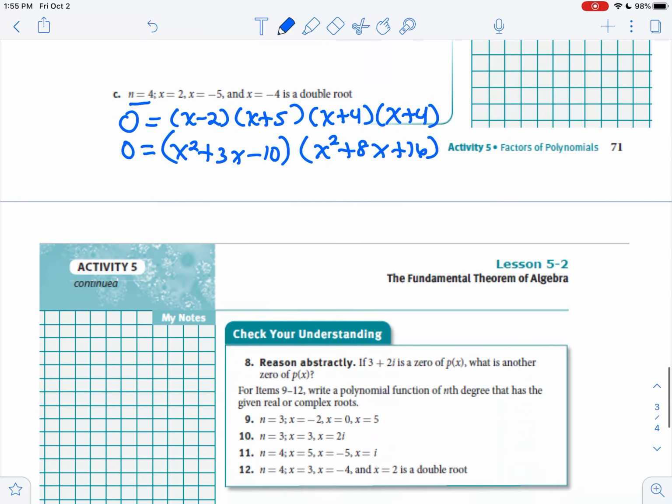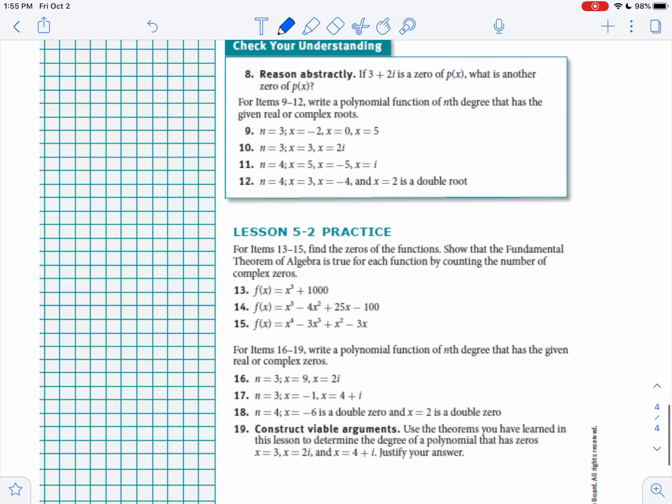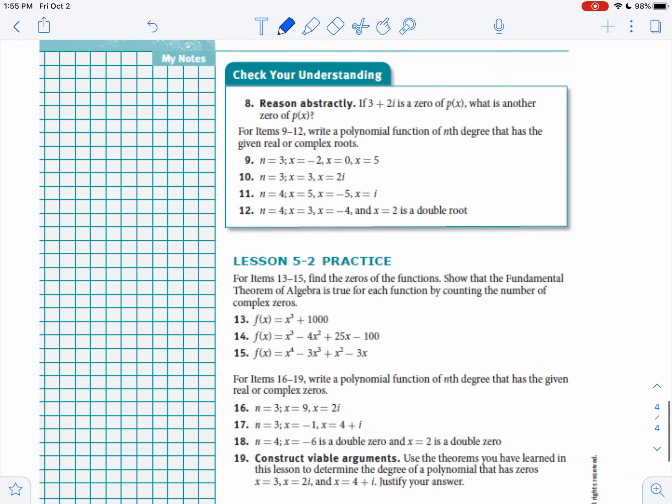Okay, so I'm going to save that part B for class. Okay, and then you get some more check your understandings to try, and there's all your lesson practice. So I'm going to be picking out some of these problems to do as notes in class on Monday and Tuesday. So we will get an opportunity to practice all the things that you saw in this video.